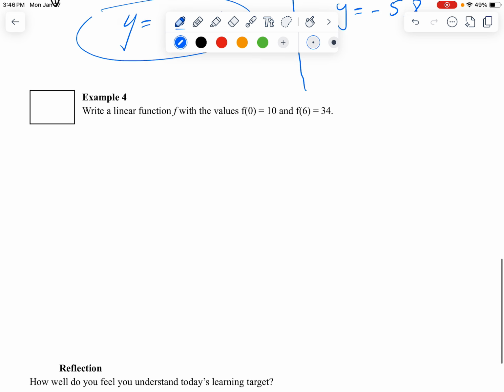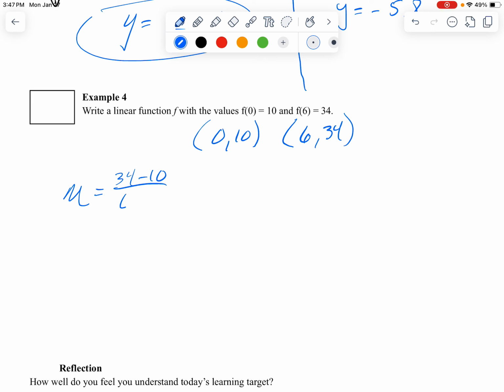And then finally, function notation. Again, we discussed this earlier. This first f of 0 equals 10. That tells me that one of my coordinates has an x value of 0 and a y of 10. The other has an x of 6 and a y of 34. Okay, so find my slope. 34 minus 10, y2 minus y1 over x2 minus x1 gives us 24 over 6, which is the same as 4 over 1.